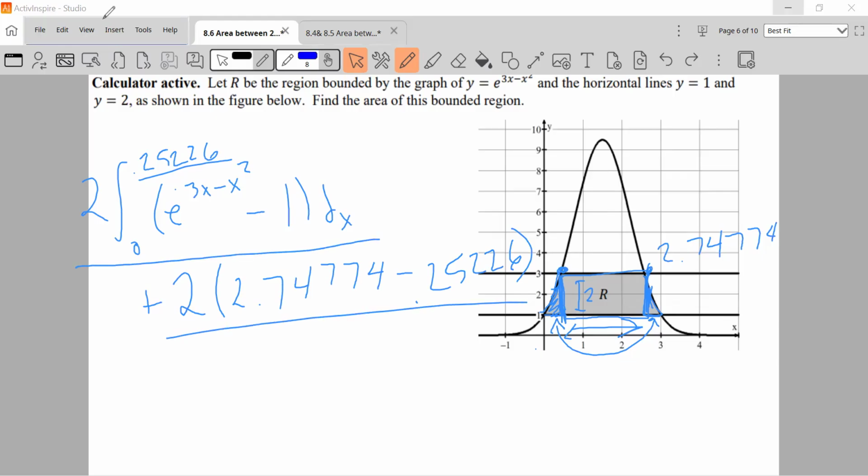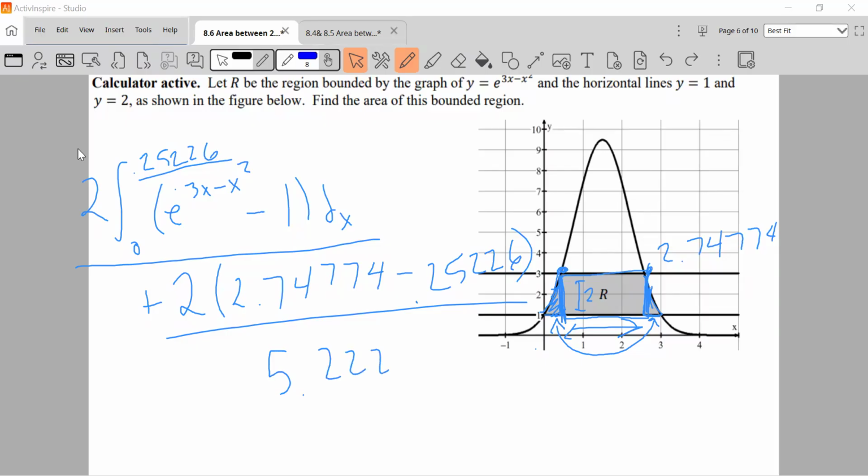So this just becomes: pause it real quick and see if you can put that in Desmos to do it. So take a second and try that out. So I threw that into Desmos and I got 5.222.